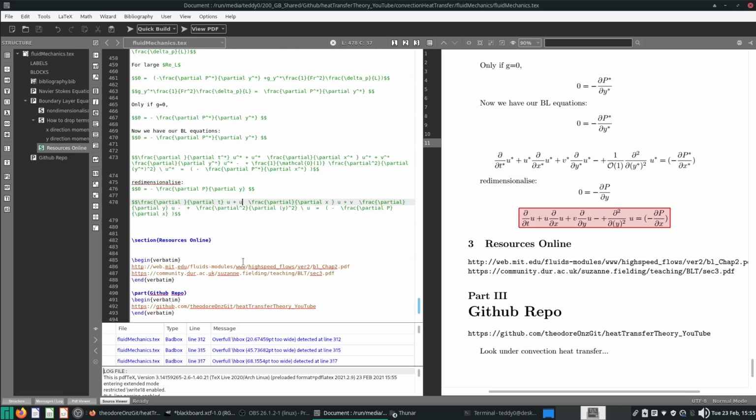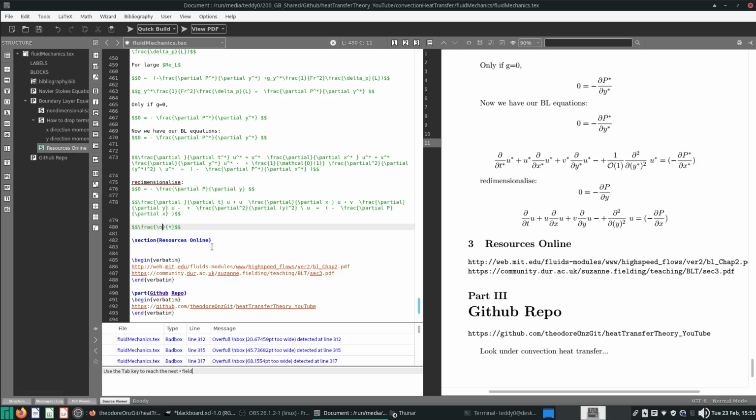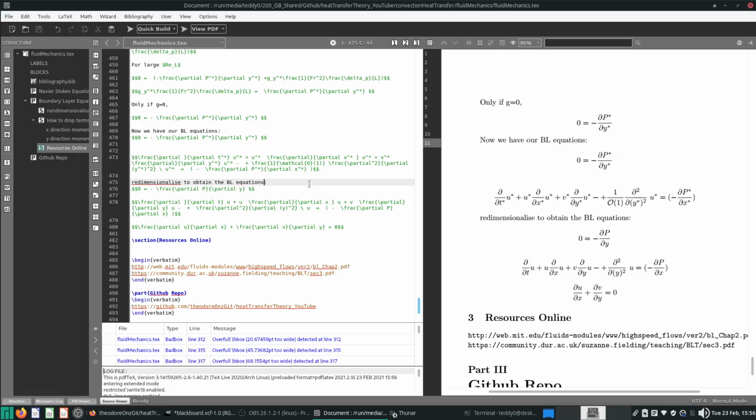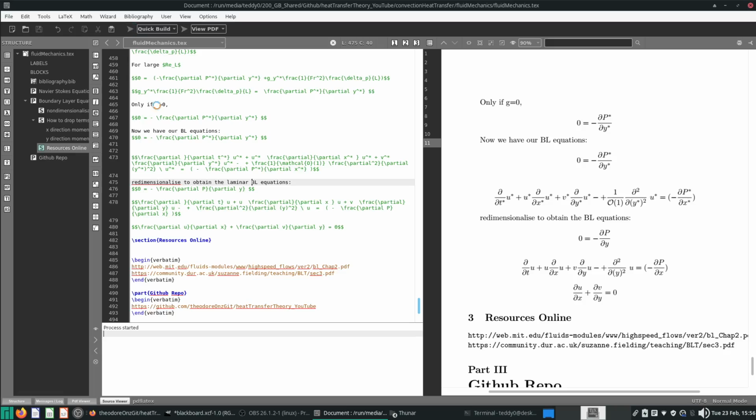Of course, there's a continuity equation there, with partial u partial x plus partial v partial y equals 0, and these become your boundary layer equations, the laminar boundary layer equations. I should make it very clear, laminar boundary layer. Why? Because turbulent boundary layers will not use this set of equations. They'll be a bit different. Okay, beautiful.